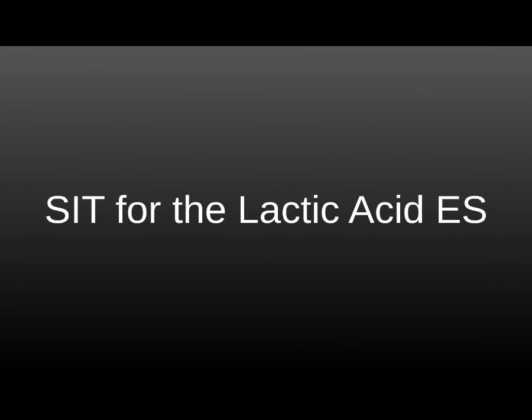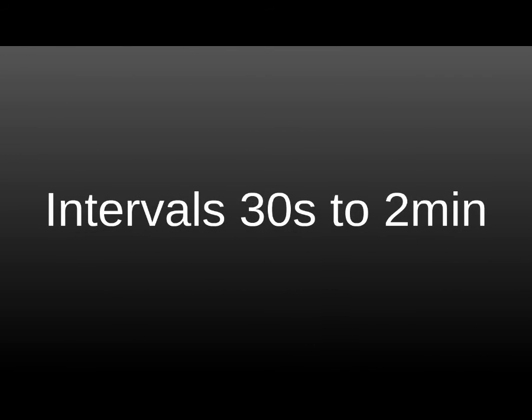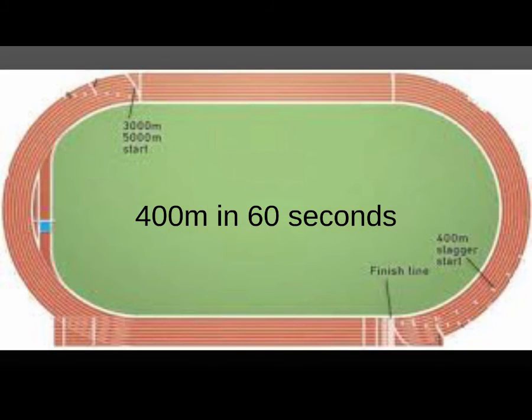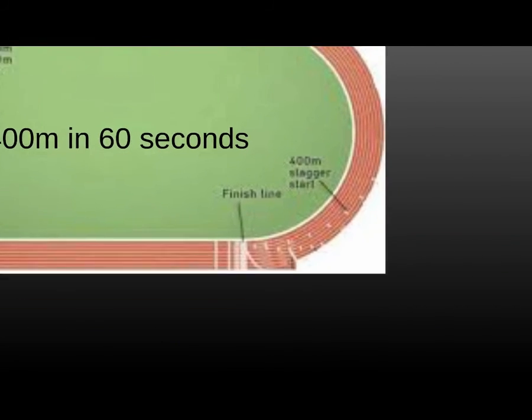Training for the lactic acid system would have high intensity running of between 30 seconds to 2 minutes in duration. For this video, I will use 400-metre intervals as my example. Depending on the athlete's ability, this would be between 1 to 2 minutes in time. To keep the math simple, I will say the athlete will complete these 400 metres in 60 seconds.